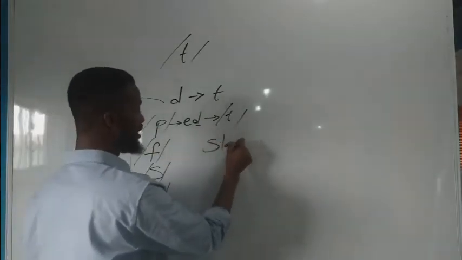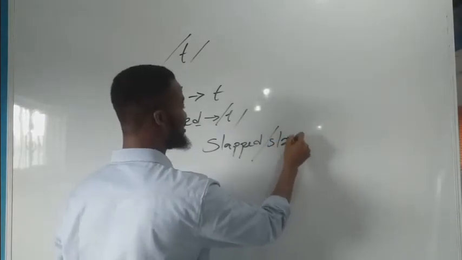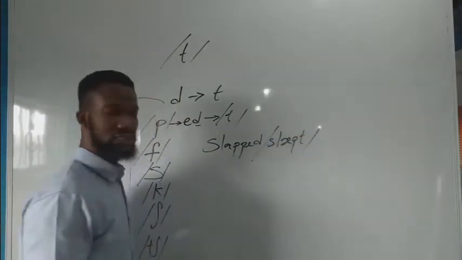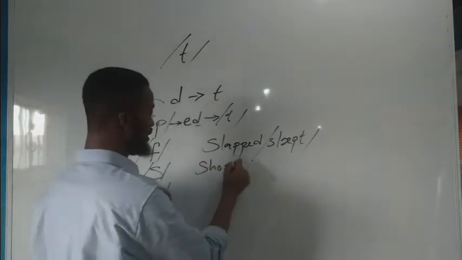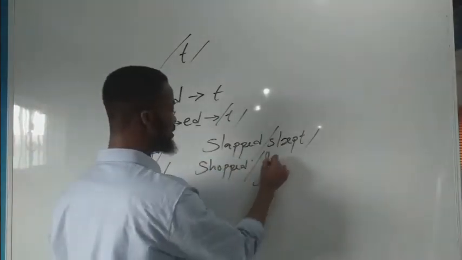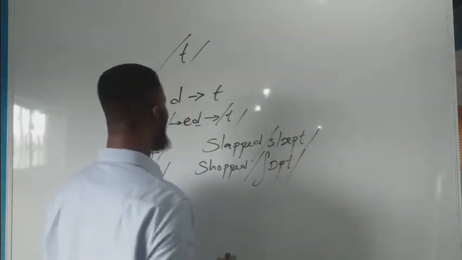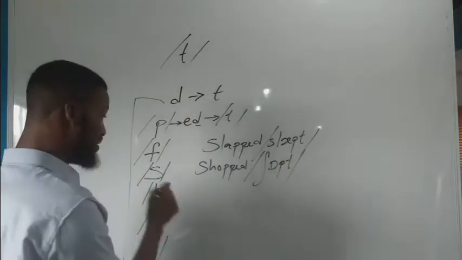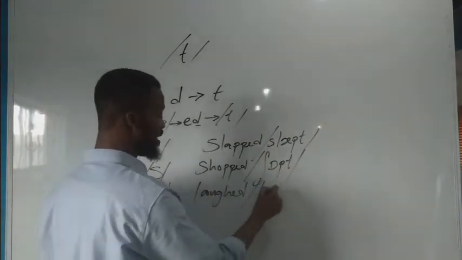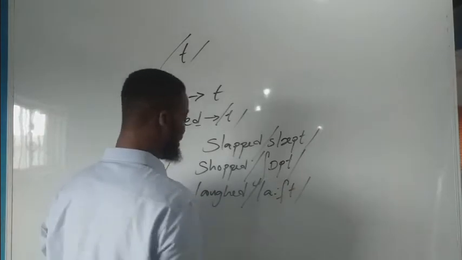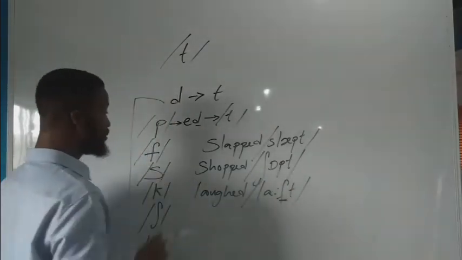If I have SLAPPED, this is pronounced as slapt. If I have SHOPPED, this word is pronounced as shopt. If I have F, I could have LAUGHED, and this is pronounced as laft. The reason it's T is because the sound here is F. The same thing goes for S.